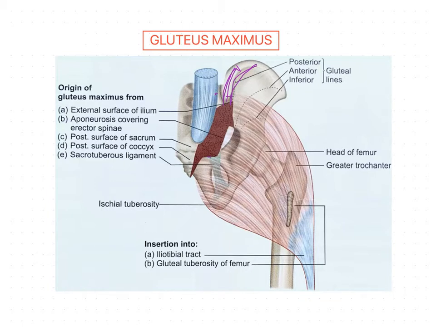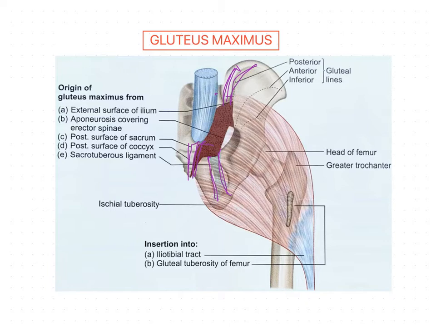And also here you can find the sacrotuberous ligament. Some of the fibers originate from the sacrotuberous ligament, and also the fascia covering the muscle. It also takes origin from the dorsal aspect of the lower and lateral part of the sacrum and sides of the coccyx. So these are the origins of the gluteus maximus muscle.